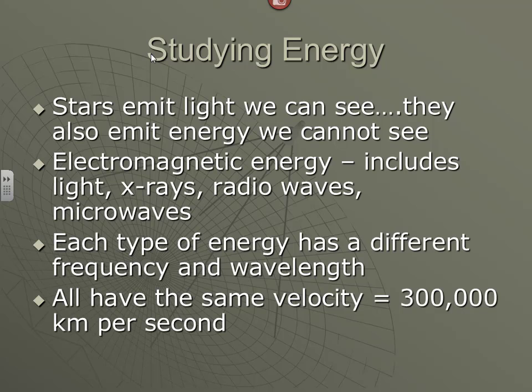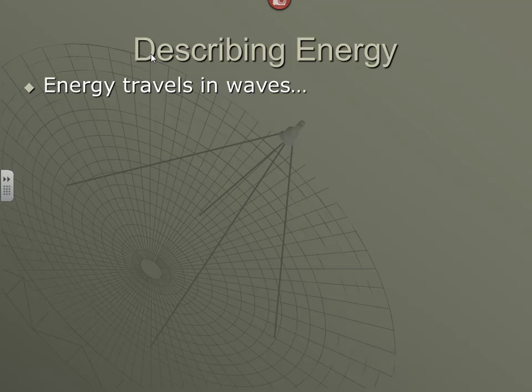Each type of energy has a different frequency and a different wavelength, but all types of electromagnetic energy have the same velocity. That's how fast they move from one place to another. 300,000 kilometers per second. That would be light speed. How do we describe these different types of energy?